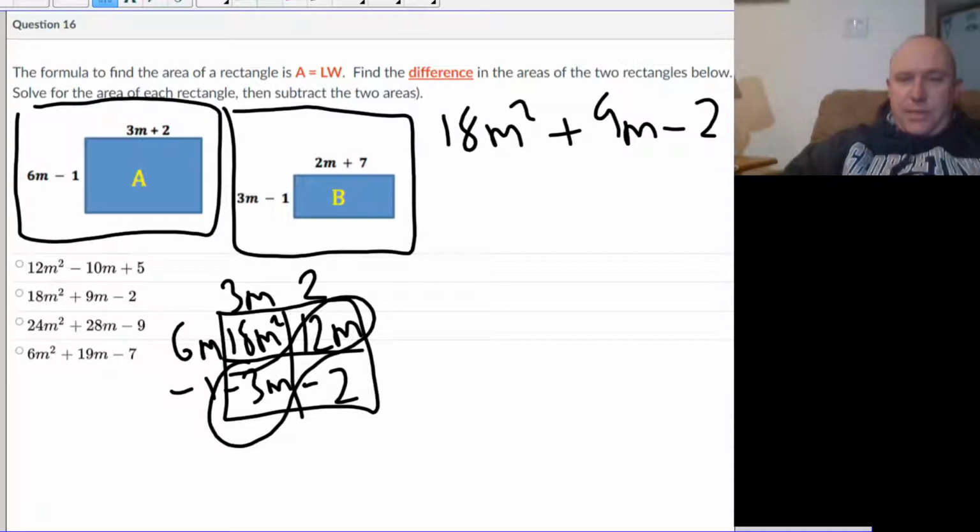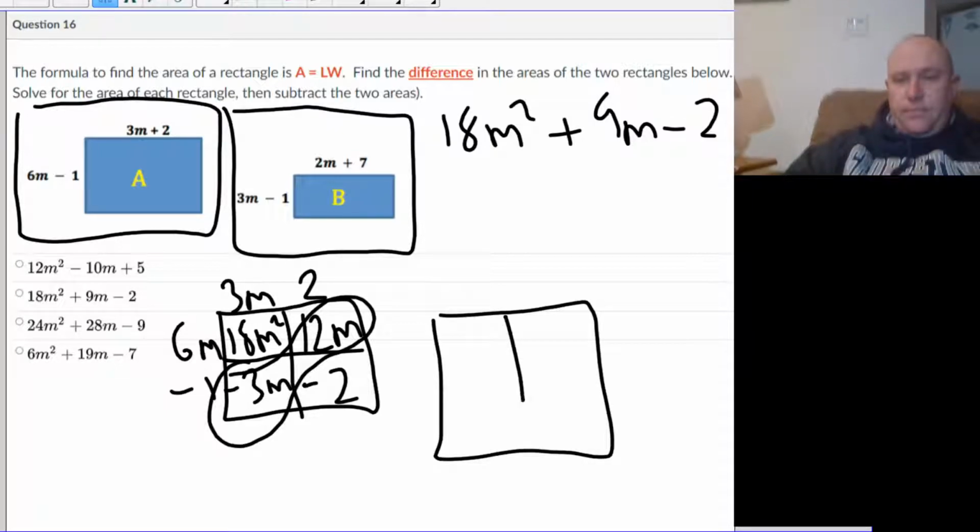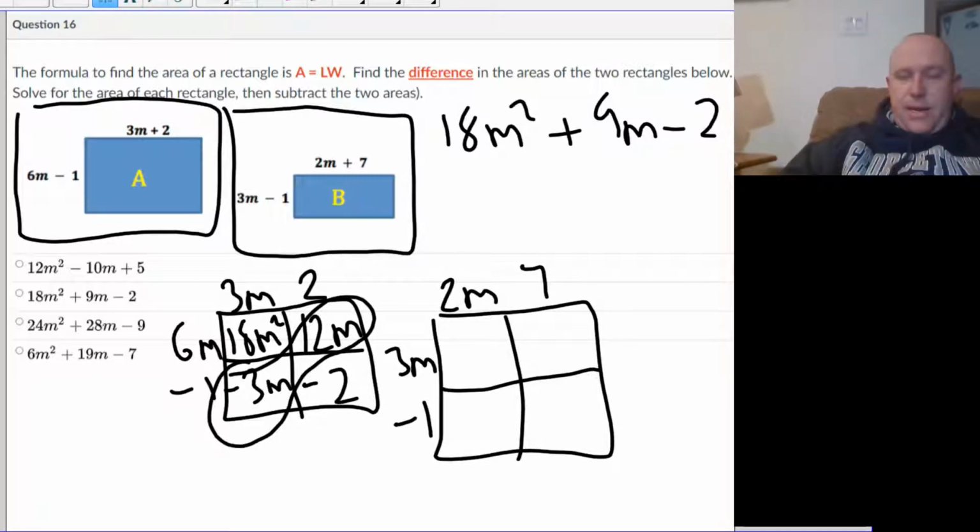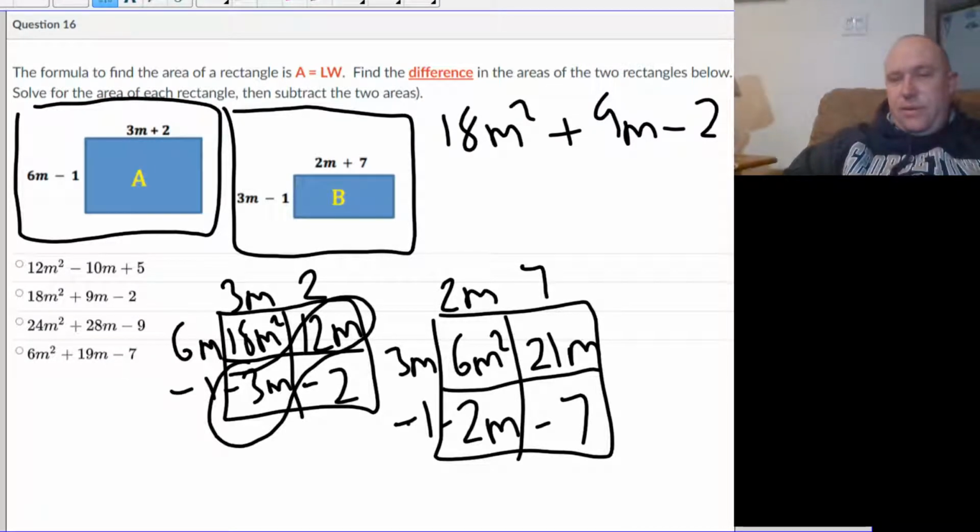And then we're going to do the same for shape B. So let me draw another grid. 2m and 7, 3m and negative 1, and let's fill it in the same. 3 times 2 is 6, m times m is m squared. 3 times 7 is 21, and there's an m. Negative 1 times 2 is negative 2 with an m. Negative 1 times 7 is negative 7. And then we can loop these 2 together as well. Don't miss that negative sign down there, though, on the negative 2.